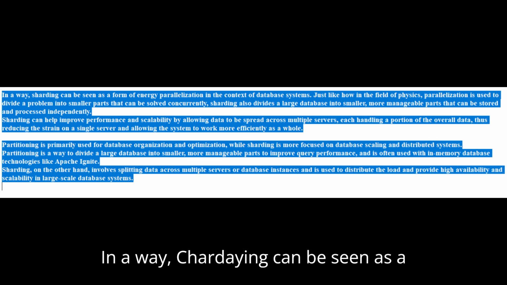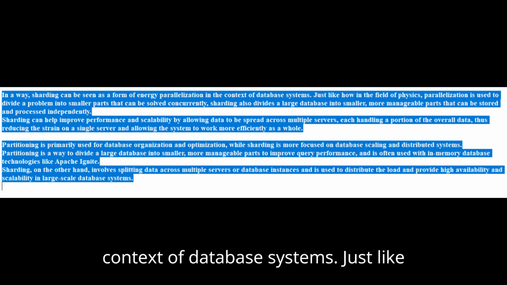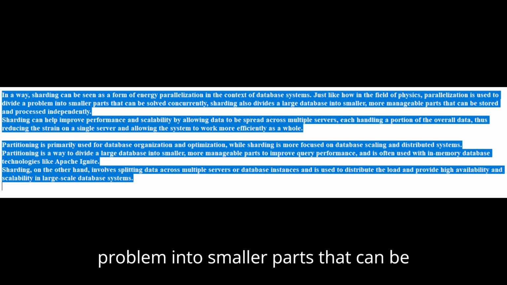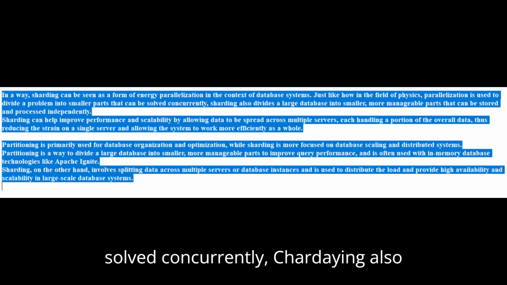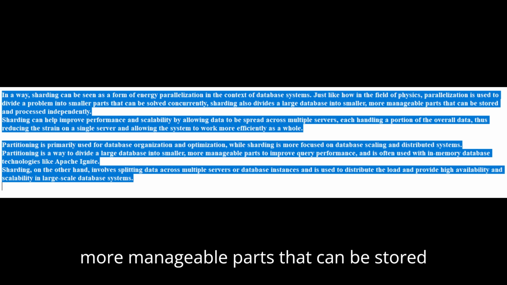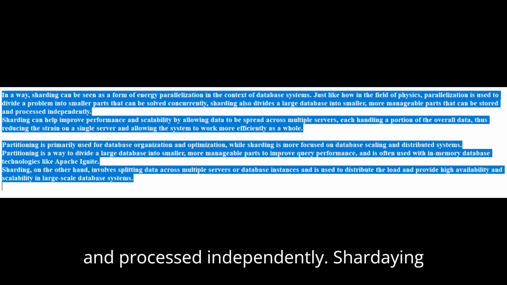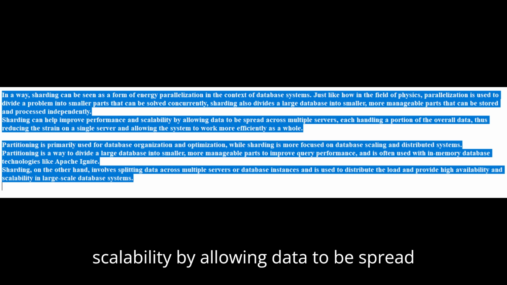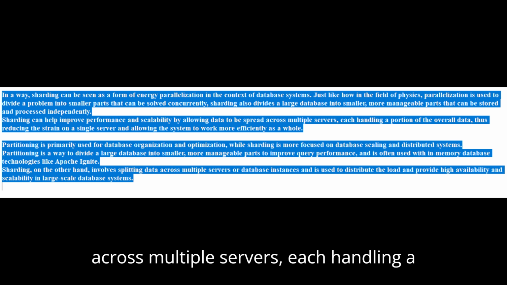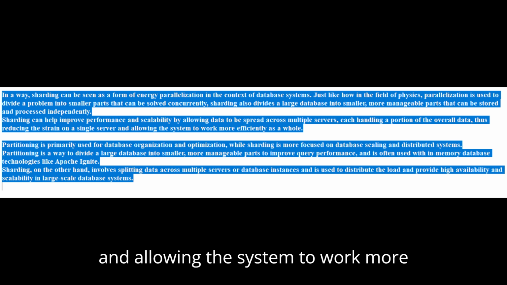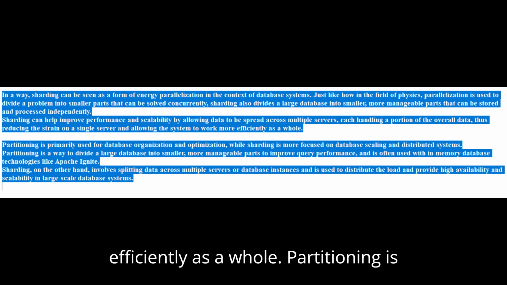In a way, sharding can be seen as a form of parallelization in the context of database systems. Just like how in the field of physics, parallelization is used to divide a problem into smaller parts that can be solved concurrently, sharding also divides a large database into smaller, more manageable parts that can be stored and processed independently. Sharding can help improve performance and scalability by allowing data to be spread across multiple servers, each handling a portion of the overall data, thus reducing the strain on a single server and allowing the system to work more efficiently as a whole.